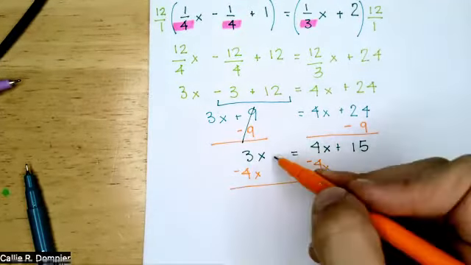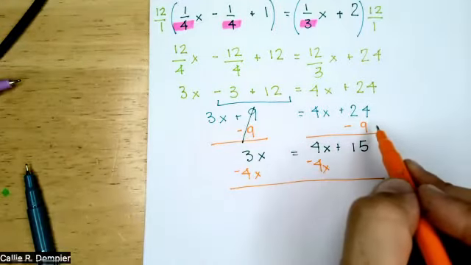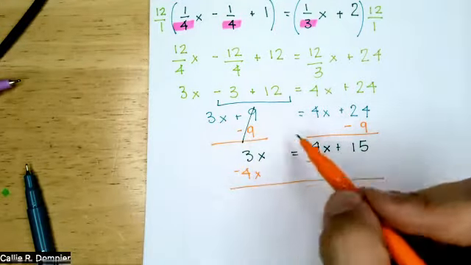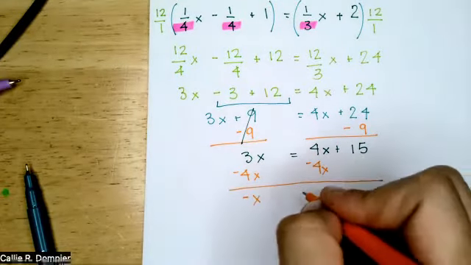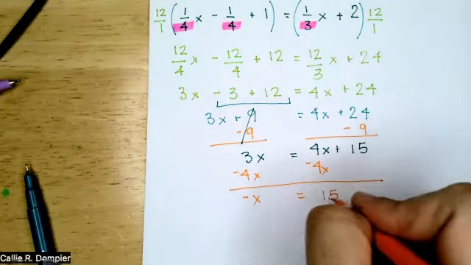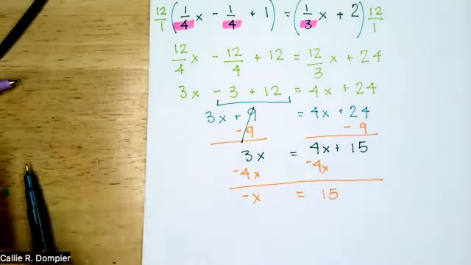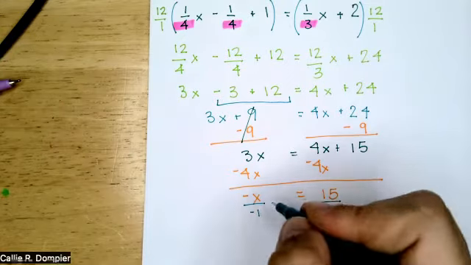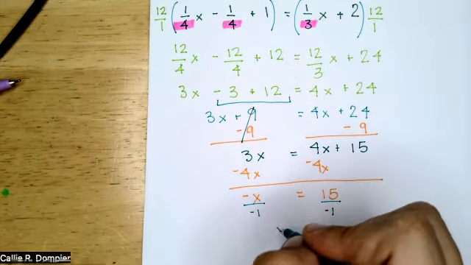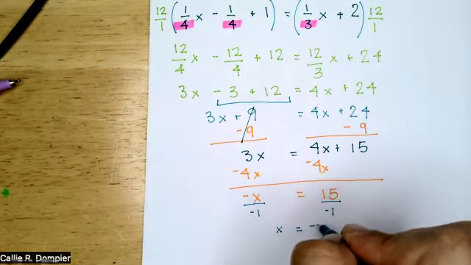Again, it doesn't matter if you go this way with the x's and the other way with the constants, or you move 3x over to 4x so that you don't have a negative. That's also fine. Negative x equals 15. I don't want the x to be negative, so I can divide by a -1. Anything I do to this side, I have to do to this side. And so positive x equals a -15.